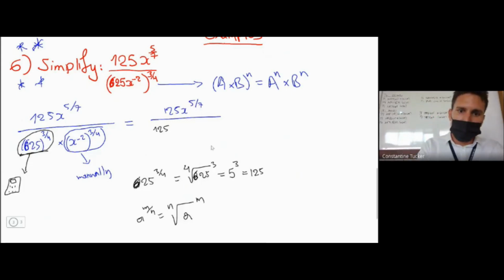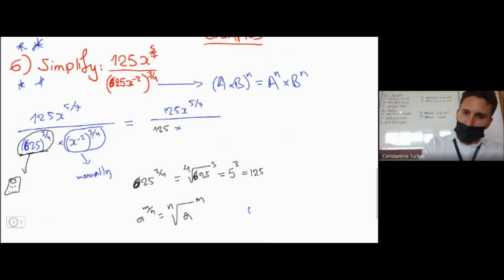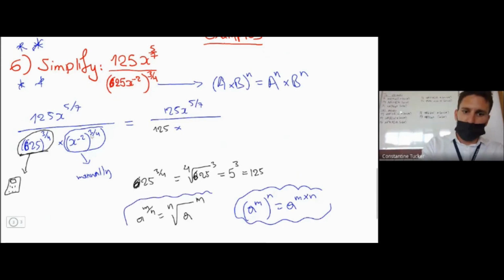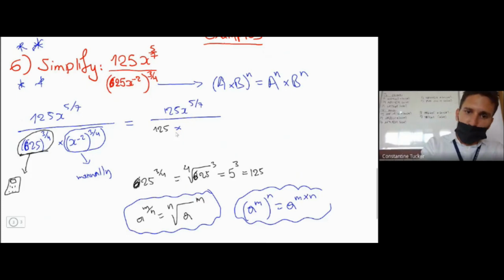And then times, what do we do with the next bit, the algebraic bit? X to the minus 2, all to the 3/4. So here we are using the other property, which says a to the power of m, and all of that to the power of n, is just a to the power of m times n. So we just multiply the powers. Let me put the properties into little clouds for those who want to pay attention to this. Now, coming back to this, we are multiplying the powers, so minus 2 times 3/4.